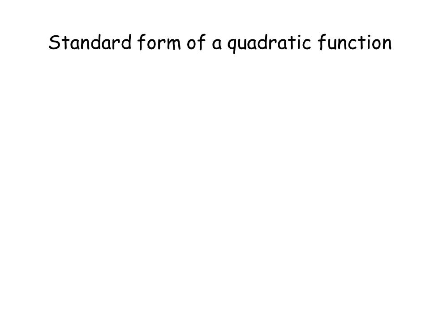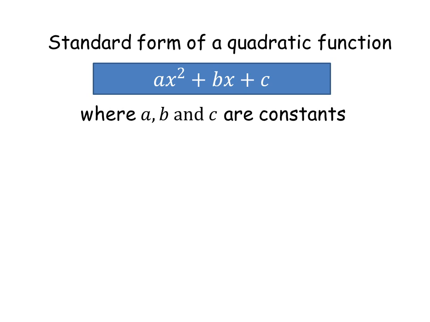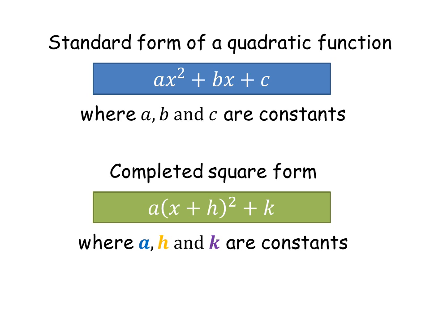So the standard form of a quadratic function is ax squared plus bx plus c, where a, b and c are constants, and of course a cannot be equal to 0 because there must be an x squared term in order for it to be a quadratic function. The completed square form of a quadratic function or expression is as follows: a multiplied by (x plus h) all squared plus k, where a, h and k are constants, and again a cannot be equal to 0.